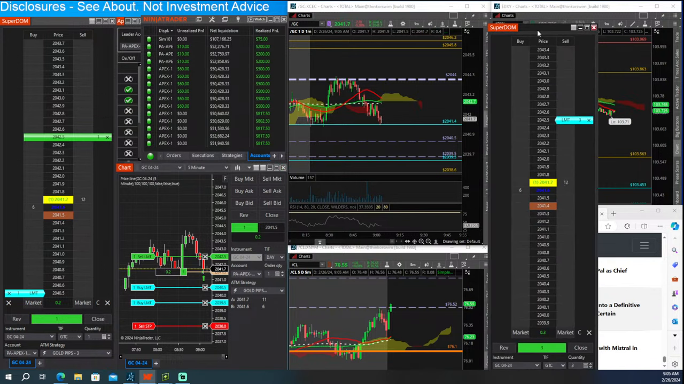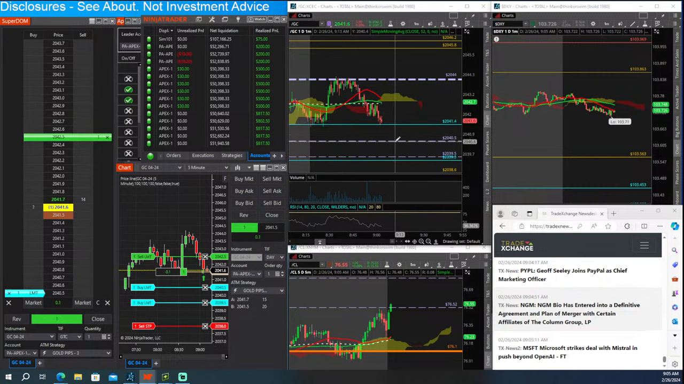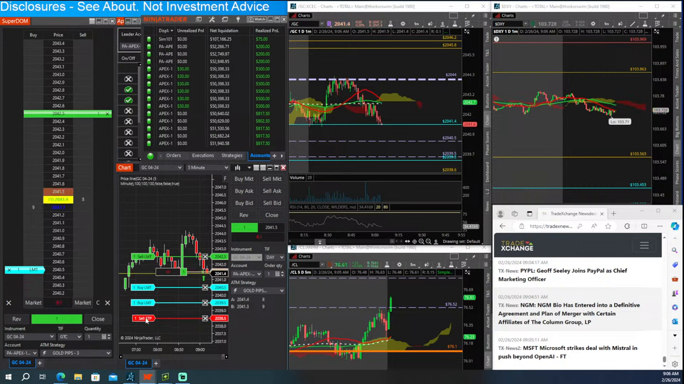Which is this one over here. Okay. That's these accounts here in the middle. All right, then my next buy will be if we drop down to 2045, I will buy that, and then I will buy the 2039.5. I will have a stop if it gets there below 2039.2. So I'm gonna move that up to about, actually, I'm gonna put it at 2038.5 just for now.